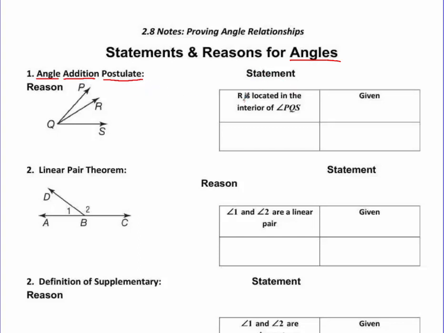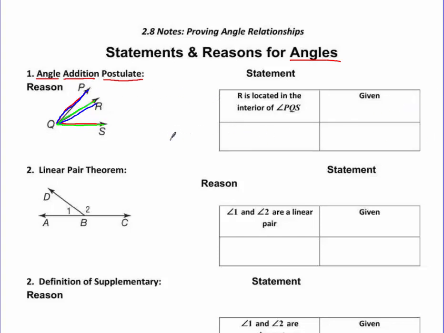So our statement tells us that R is located in the interior of angle PQS. So here's angle PQS, and it tells us that R is in the interior of it. Well, that means that this angle, PQR, and this angle, RQS, can be added together to make up the whole angle, PQS.